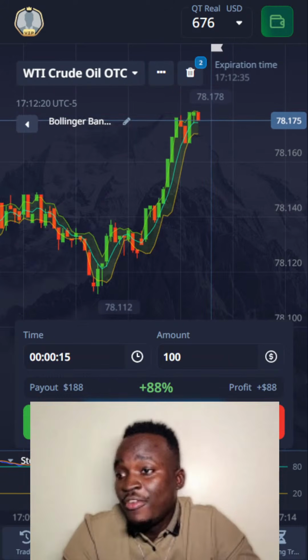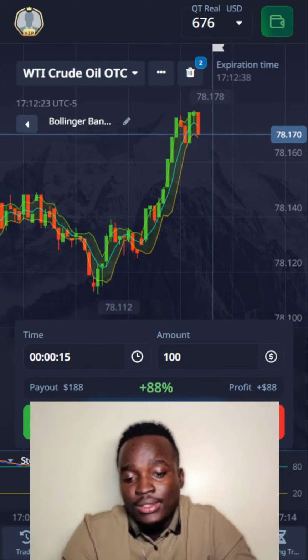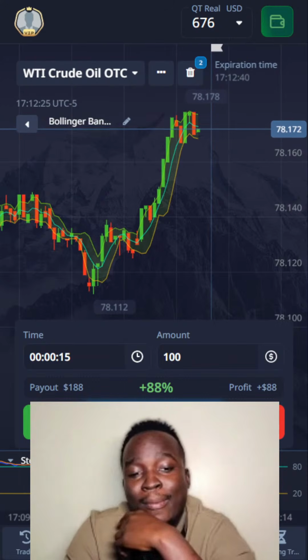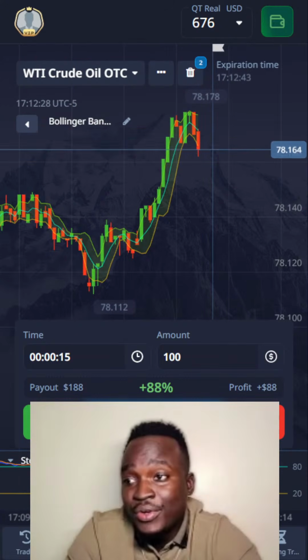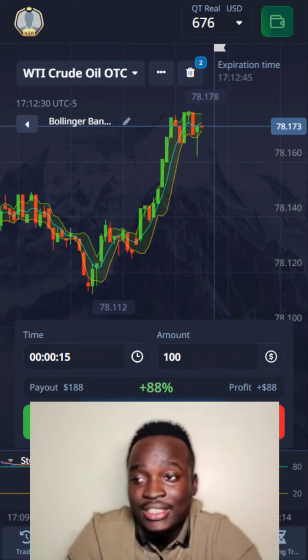I was saying how to use the indicators. Well, with my Bollinger Bands, let's say in the buy entry, I look for the price touching the lower band.